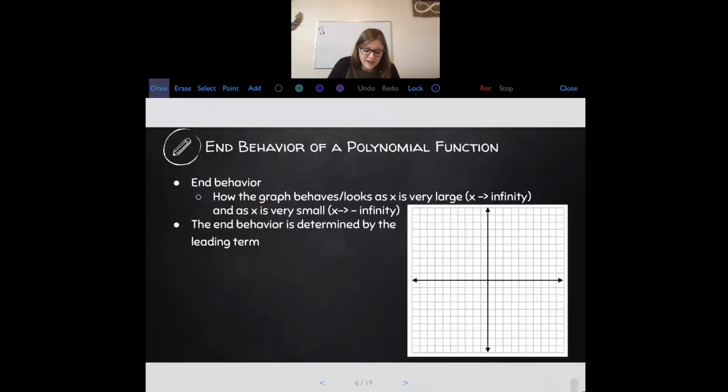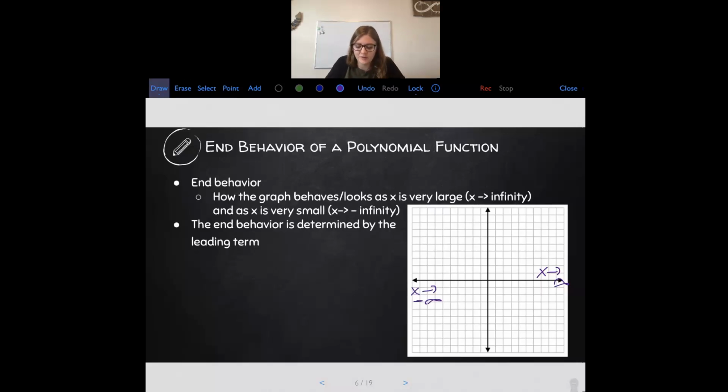Okay. End behavior of a polynomial function. So now that we've talked about what polynomial functions are, we can get into end behavior. End behavior is talking about how the graph behaves as x is very big or as x is very small. So basically, how does this graph end up? So x very big would be out here, x goes to positive infinity, x very small, as x goes to negative infinity.